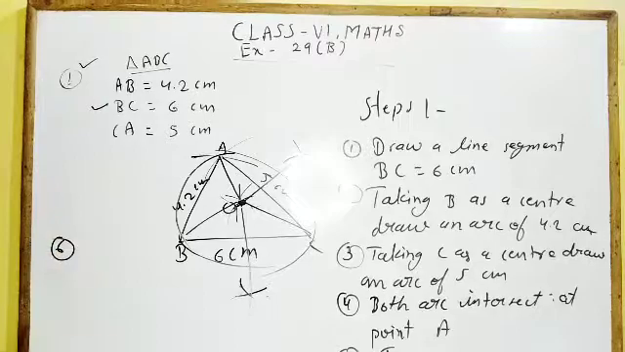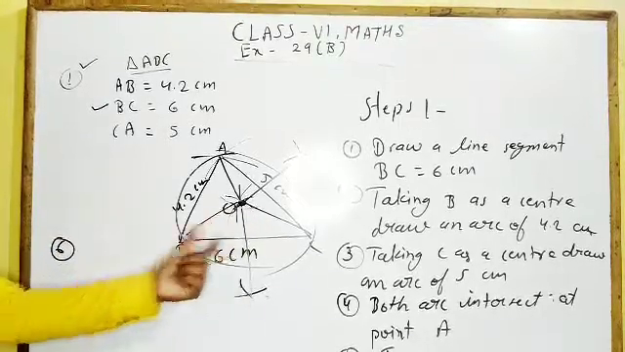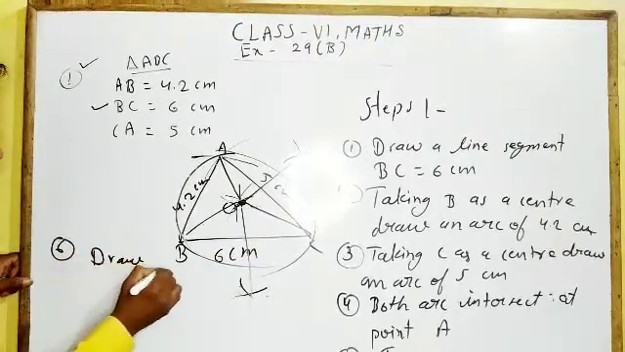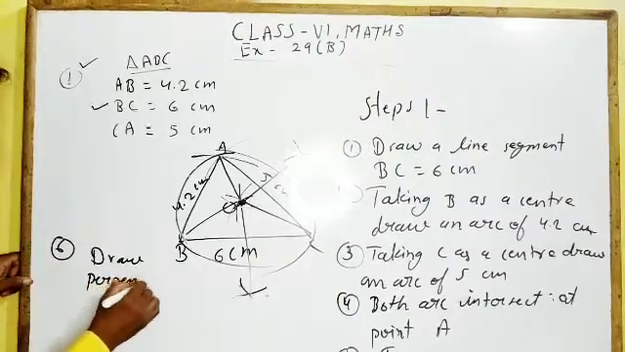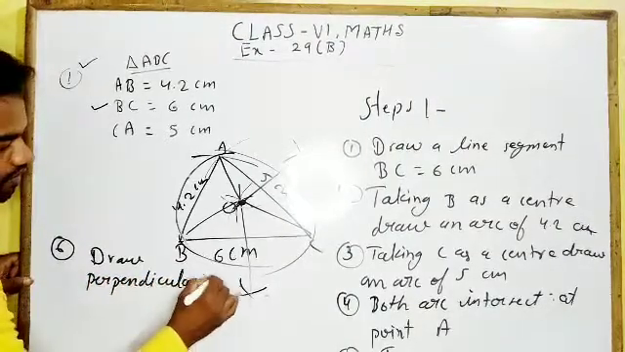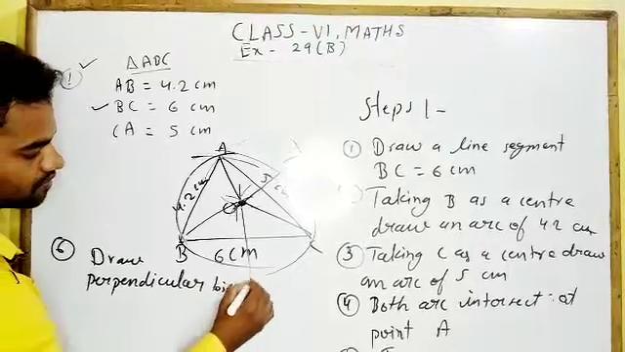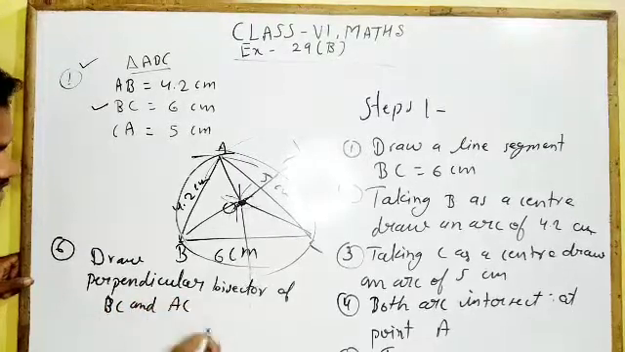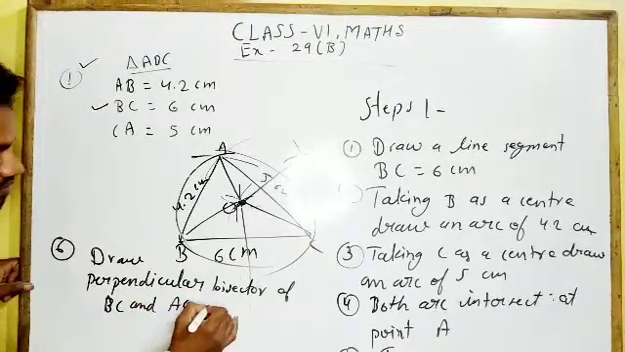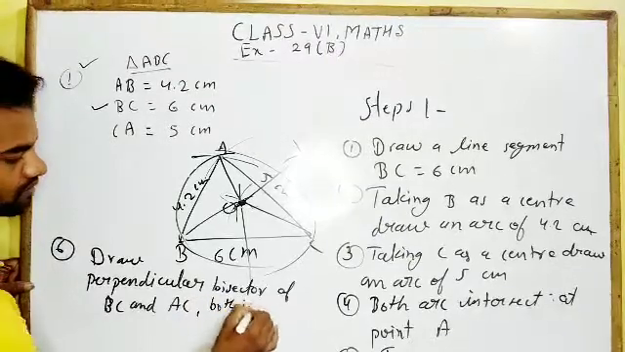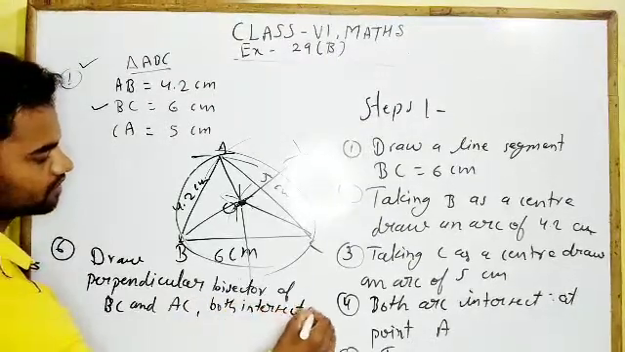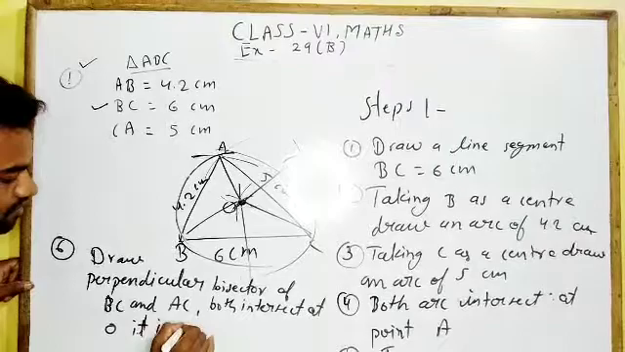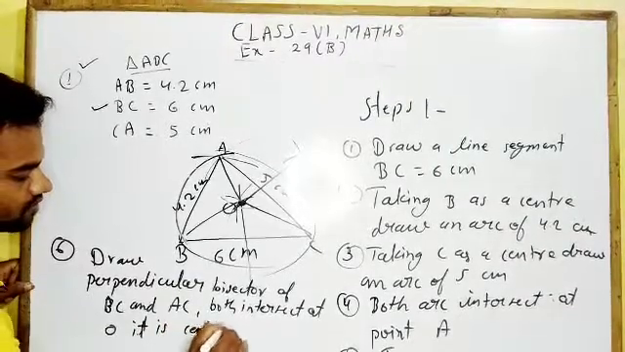Point 6. Draw the perpendicular bisector of BC and AC. Both intersect at O. It is the center of the circle.